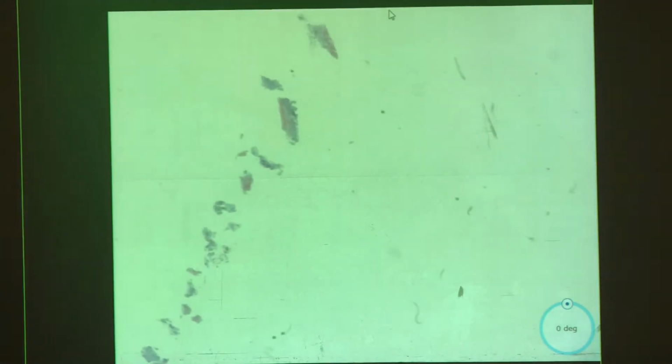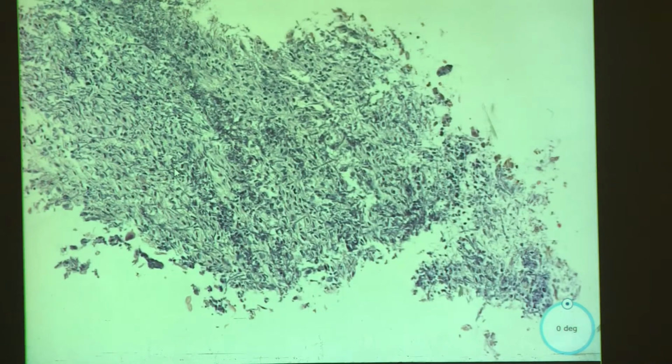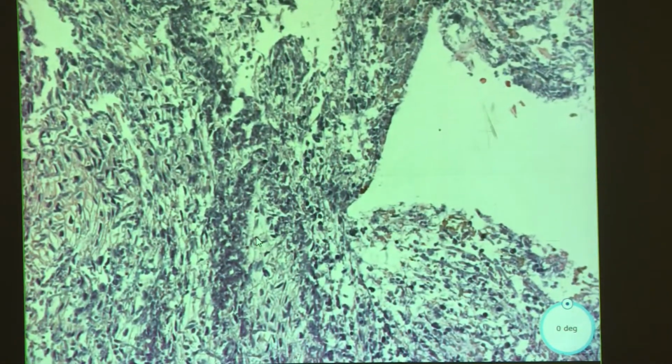Okay, case 2. Bunch of pieces from a biopsy. At low power, it's really not too exciting, but at higher power, you do appreciate there's a lot of blueness. Yes. Very blue. A lot of, I would say, inflammatory cells probably. It's not projecting too well. Lymphocytes. Lots of lymphocytes, yes.